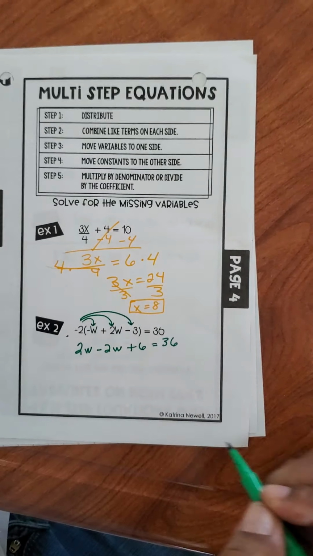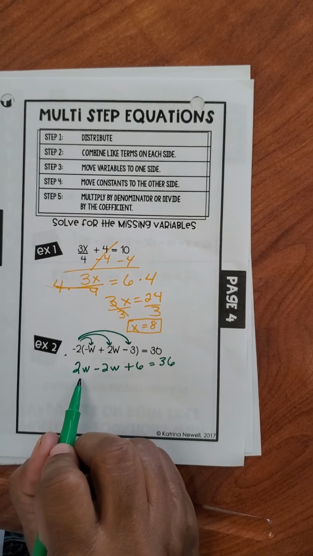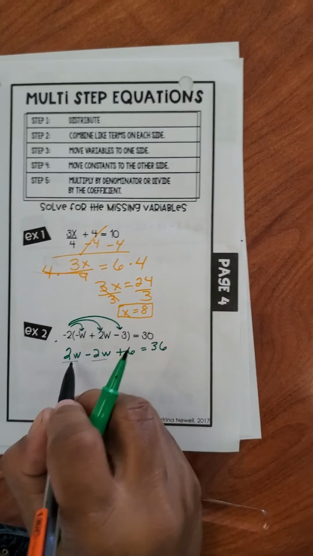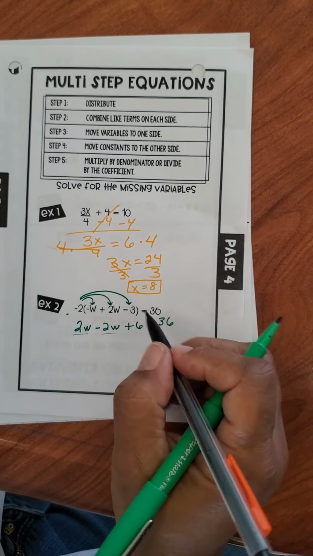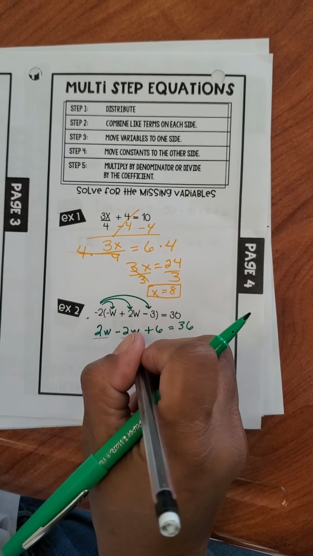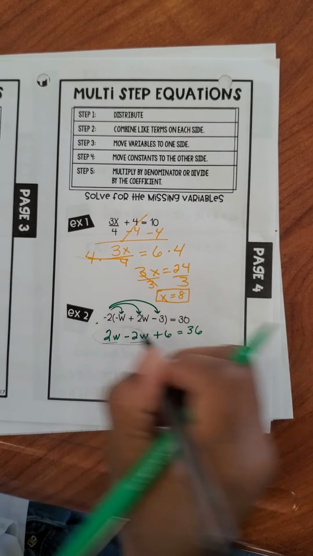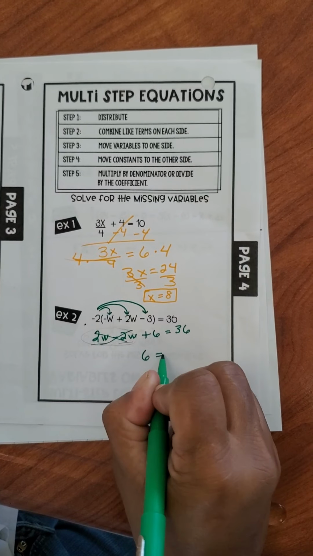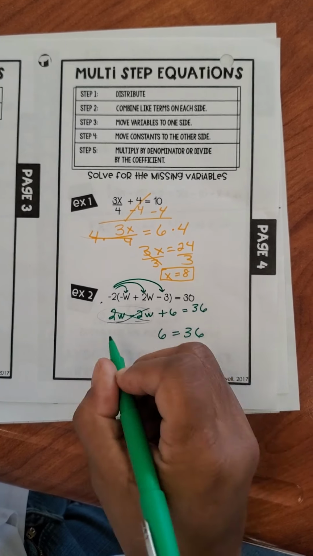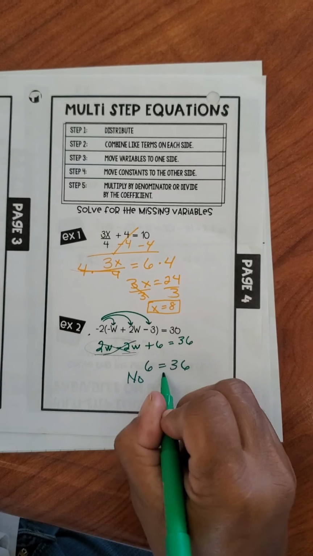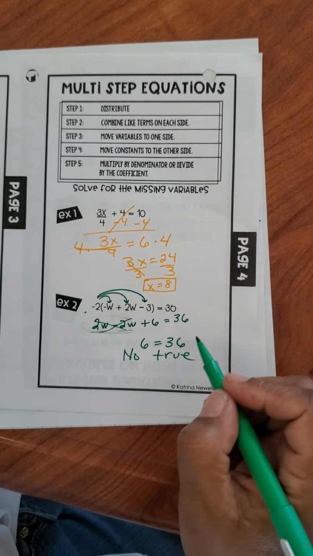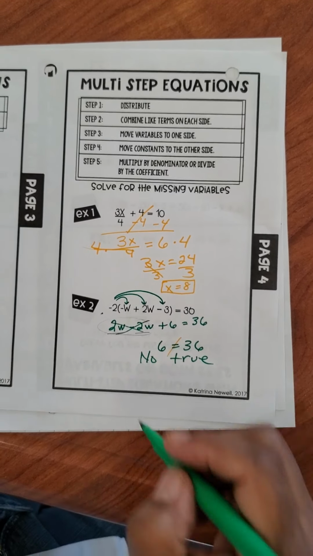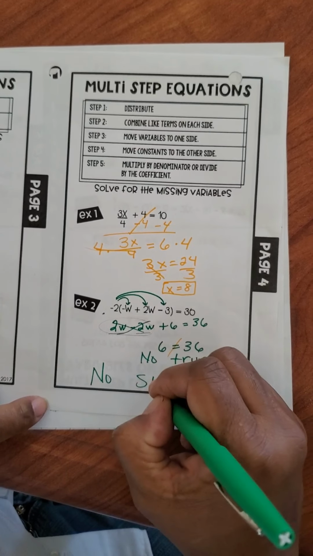Okay? Next, we combine like terms. I see that my like terms are the 2w minus 2w. They're going to cancel each other out. Okay? This whole thing goes to 0. So they're gone. I'm left with 6 is equal to 36. But this is not true. 6 is not equal to 36. Therefore, there is no solution.